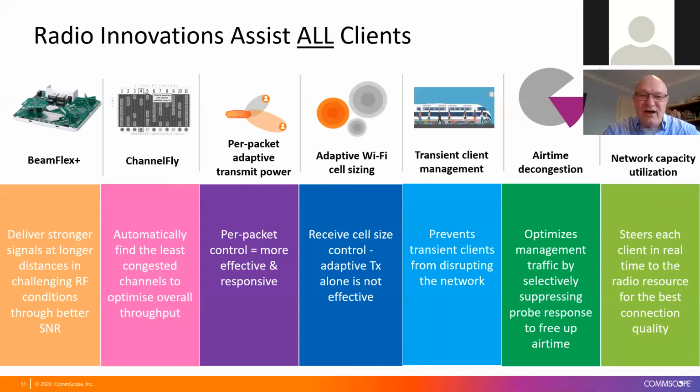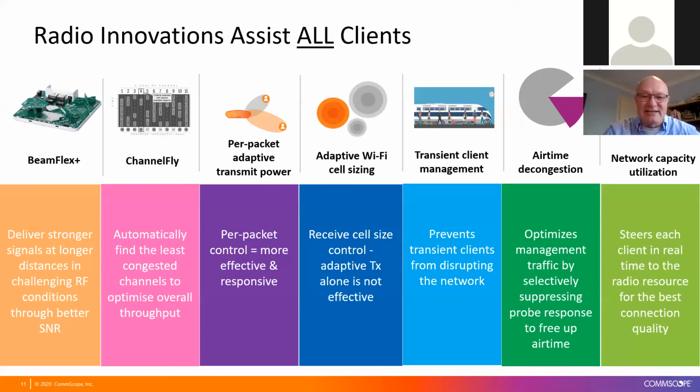We've also got ChannelFly. Obviously, ChannelFly is all about automatically finding the least congested channel. So whether that be in the 2.4 gigahertz or 5 gigahertz area, you want to be able to have the access points moving to the least congested channels if you want to automatically provide the least congested channels. So again, enhancing the quality of the connection that the customer's got. So ChannelFly is available to be enabled on the access points from the solutions.